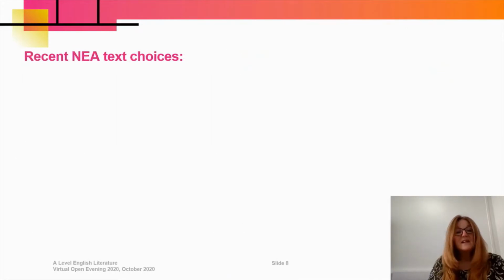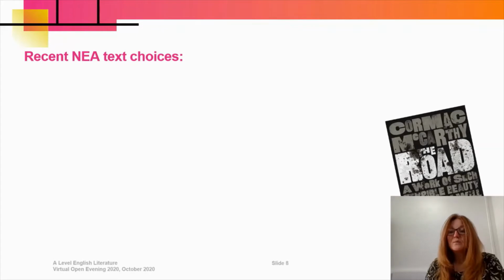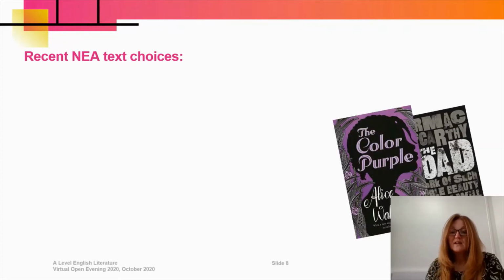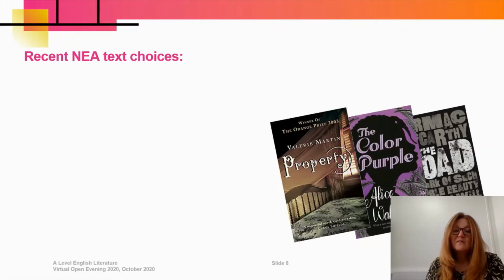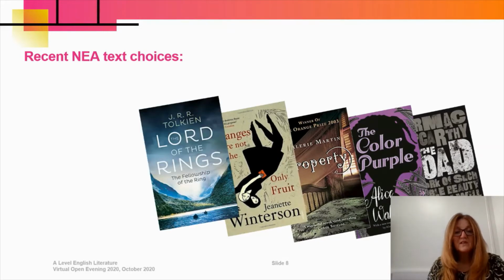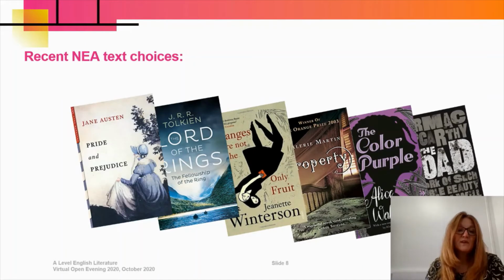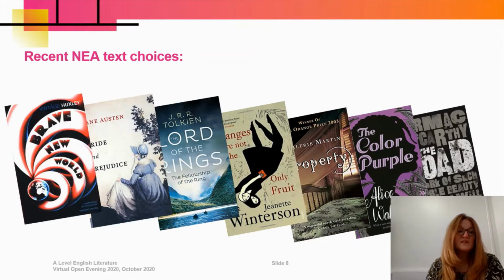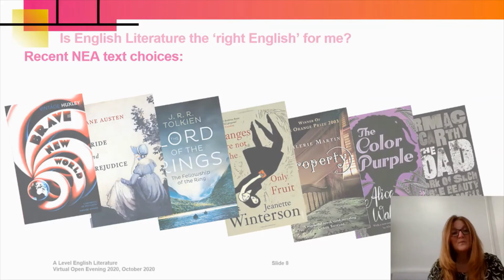Recent NEA text choices have included Cormac McCarthy's The Road, Alice Walker's The Colour Purple, Valerie Martin's Property, Jeanette Winterson's Oranges Are Not the Only Fruit, Tolkien's Lord of the Rings, Austen's Pride and Prejudice, and finally Aldous Huxley's Brave New World. So quite a variety, and we can support you in making the right choice and the right perspective to study it from.